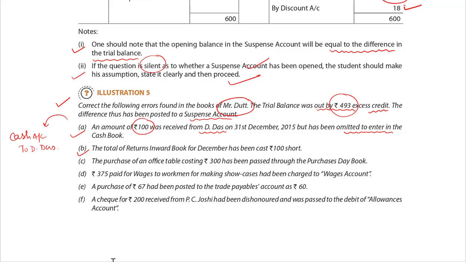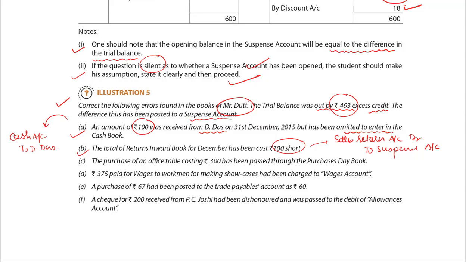Come to B. The total of return inward book. Return inward is sales return for the month of December has been cast 100 short. No issues. We will write sales return account debit, sales return account debit. And in credit we will write suspense account.